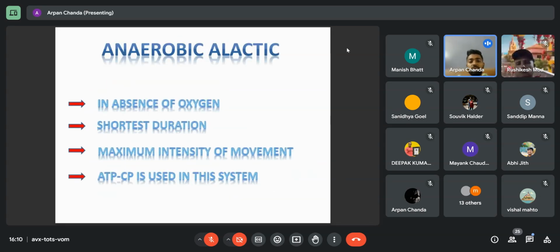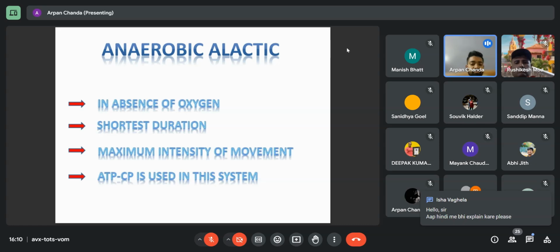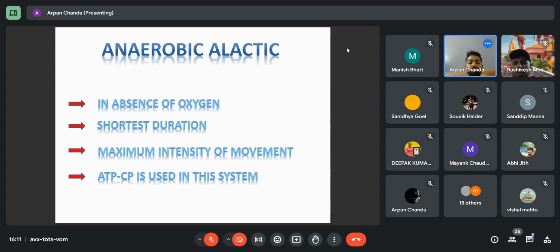Next we go to anaerobic lactic. It says it's in absence of the oxygen. The duration of the exercise or the movement should be the shortest, that is from 0 to 15 seconds, and it should be more explosive. The intensity of the movement is maximum, and here adenosine triphosphate and creatine phosphate are used in this system.